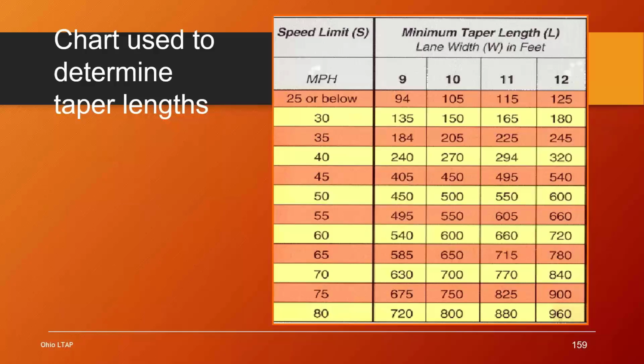A 12-foot lane is usually associated with the freeway. So a lot of your traffic lanes might be 9 feet wide or 10 feet wide. And so if you're in the downtown area of Columbus, I think there's a couple of left turn pockets that are 8.5 feet wide.